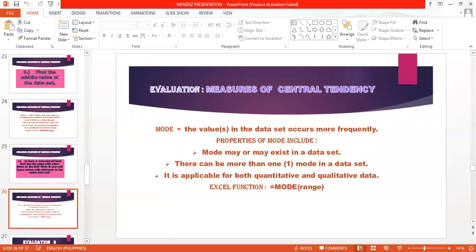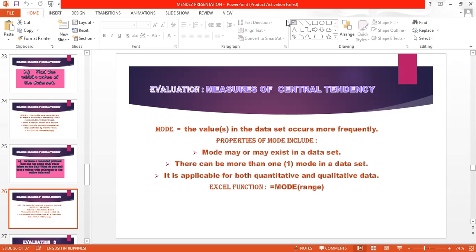Nagpasabot, nakadagan nitong ha or nakita nimo. Mode may or may not exist in a dataset. Tungod kay naay dataset nga walay mode or walay kapareho, then usahay pod naay kapareho. There can be more than one mode in a dataset. Usahay daghan ang mode, either 2, 3, 4, and so on. It is applicable for both quantitative and qualitative data. Ang kanindot sa mode kay pwede siya sa numbers or sa qualities. The Excel function in getting the mode in a data set is equals mode open parenthesis range then close parenthesis.